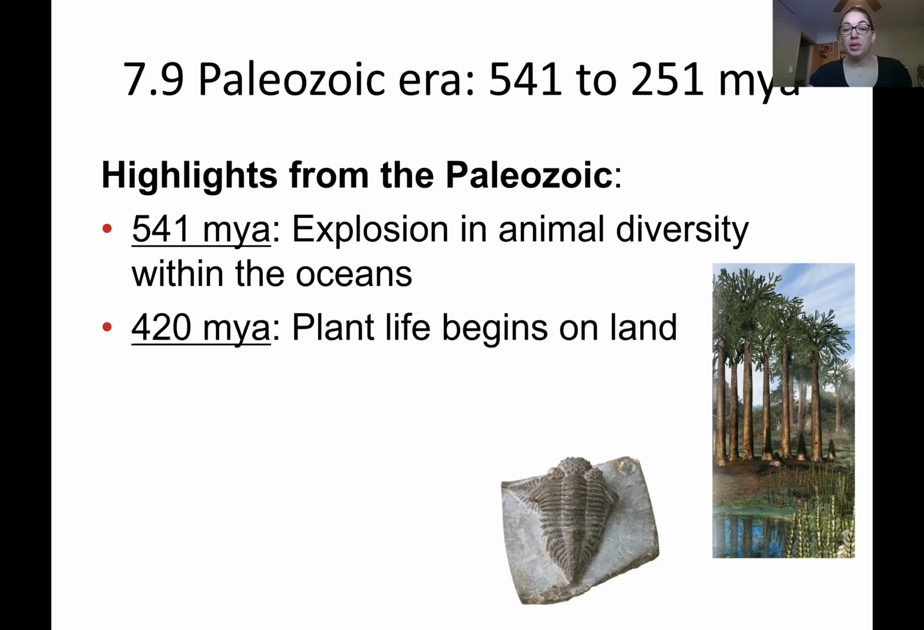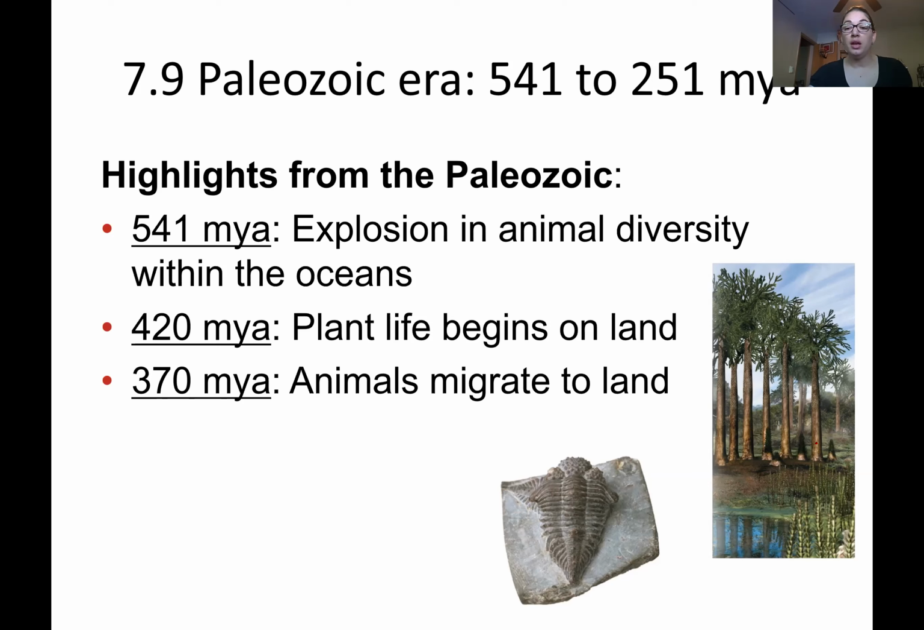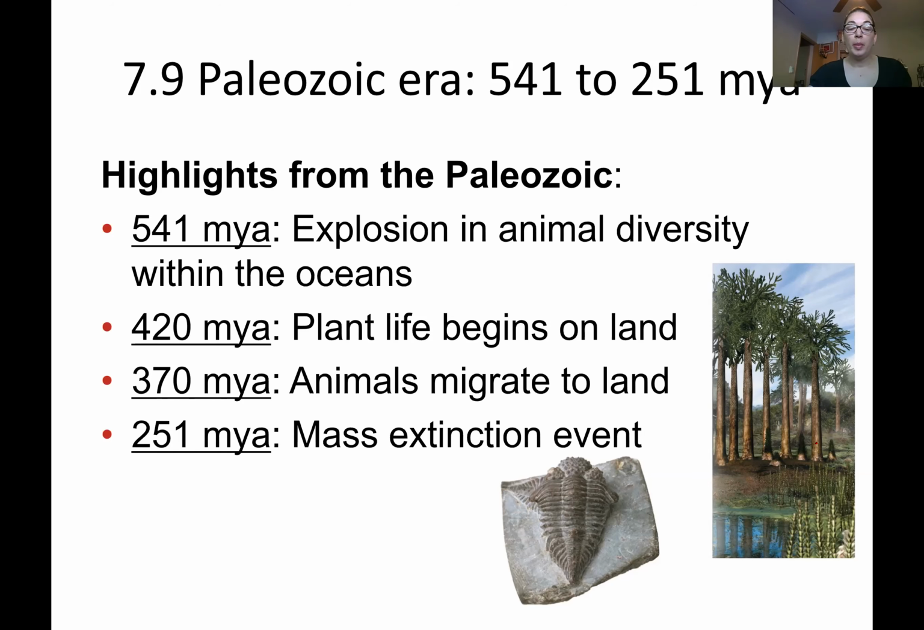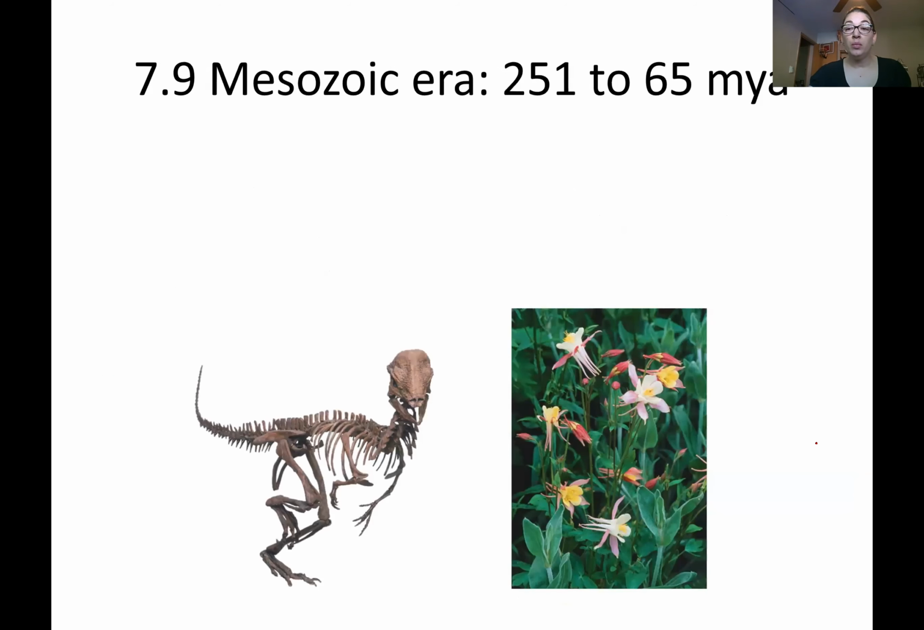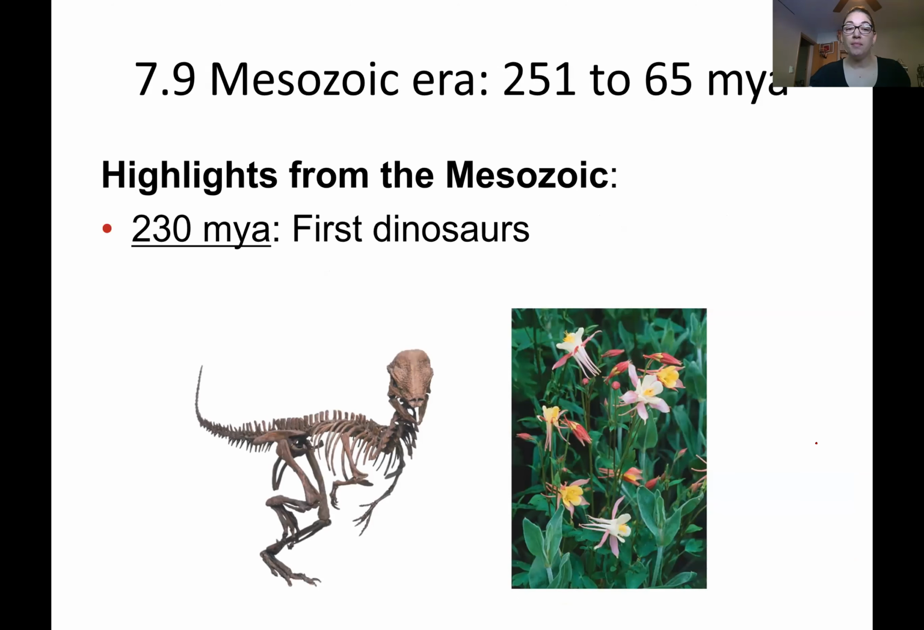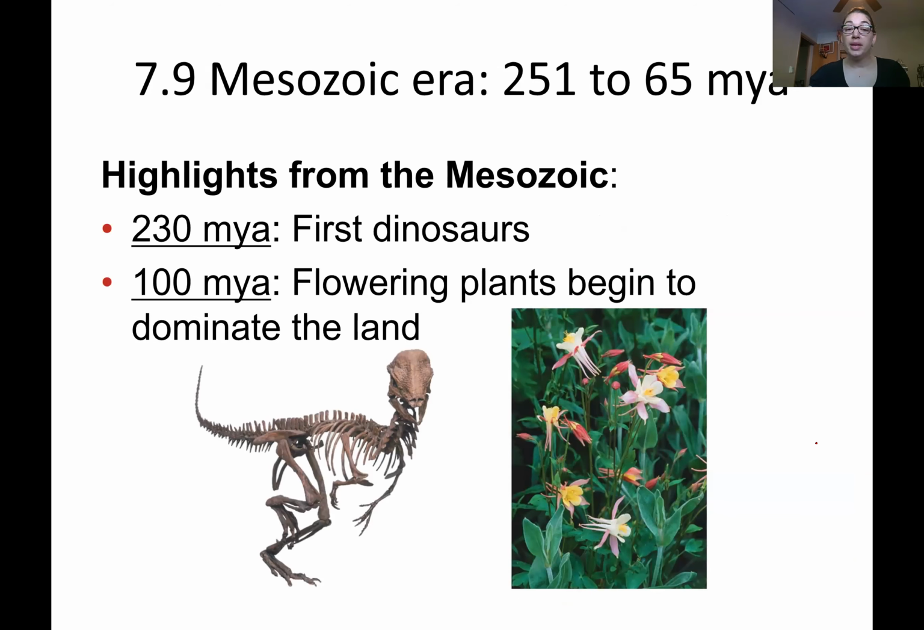And you also see plant life beginning on land and animals starting to migrate from water to land. And this is where there is a mass extinction event. Then we move to the Mesozoic era, and this is when dinosaurs first appeared. And flowering plants began to appear and dominate the landscape as well.